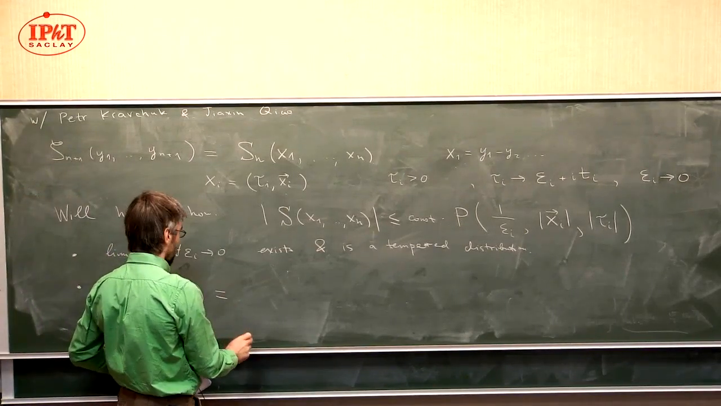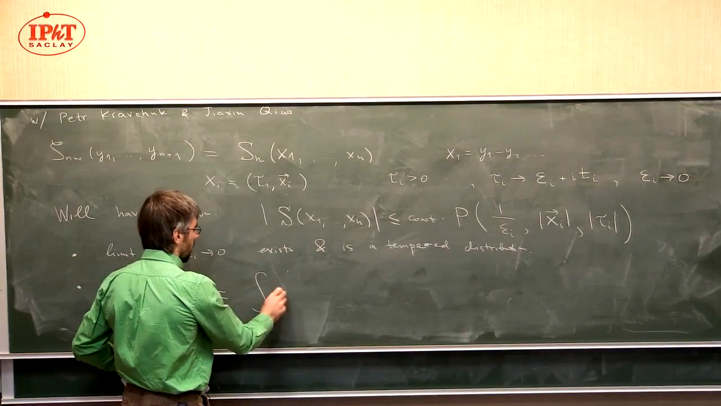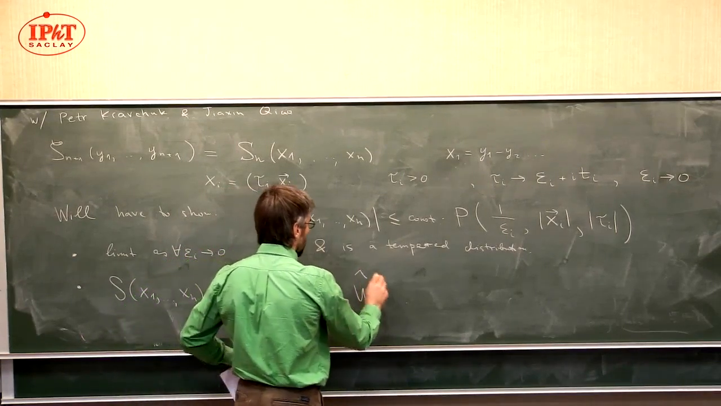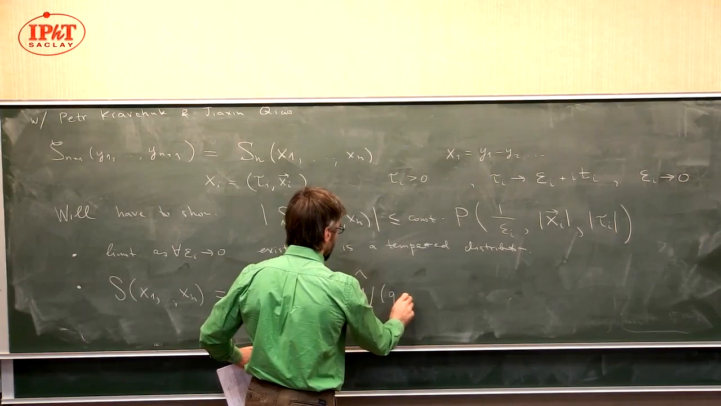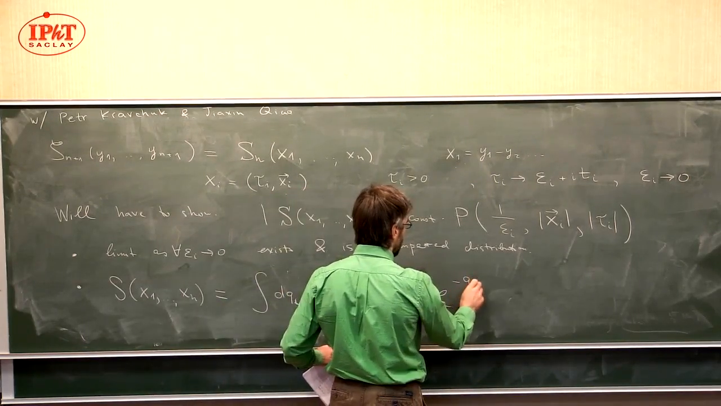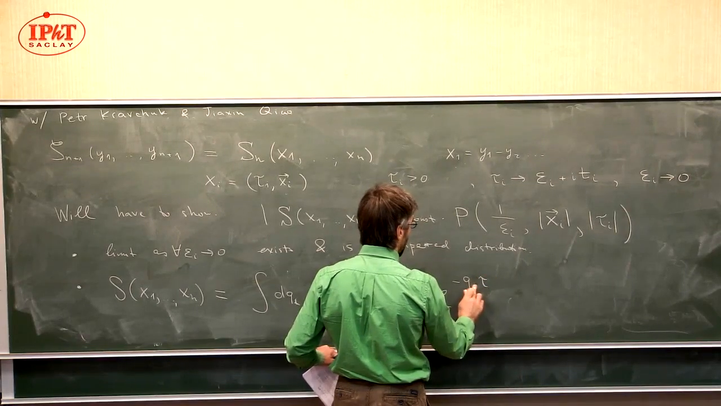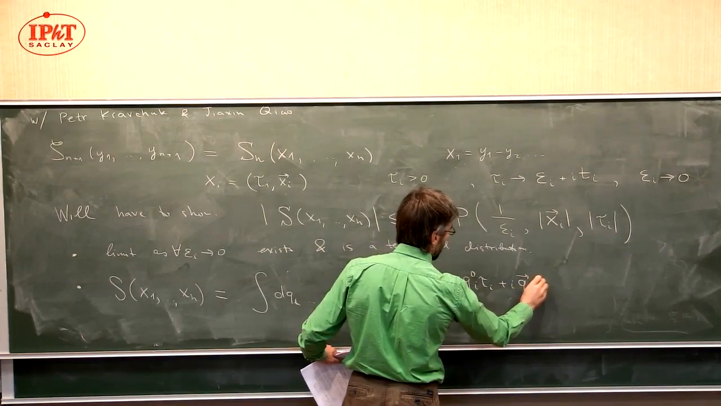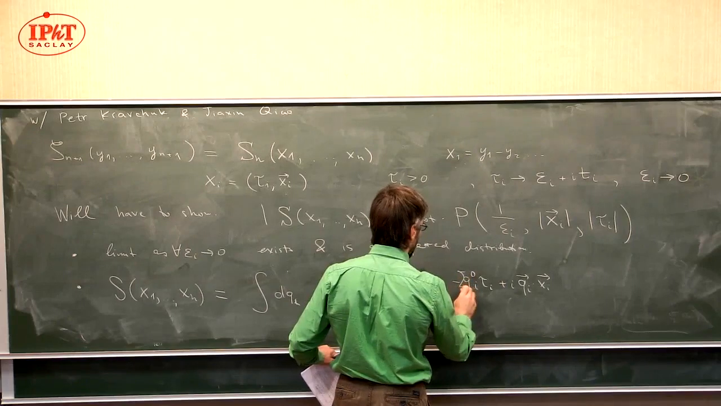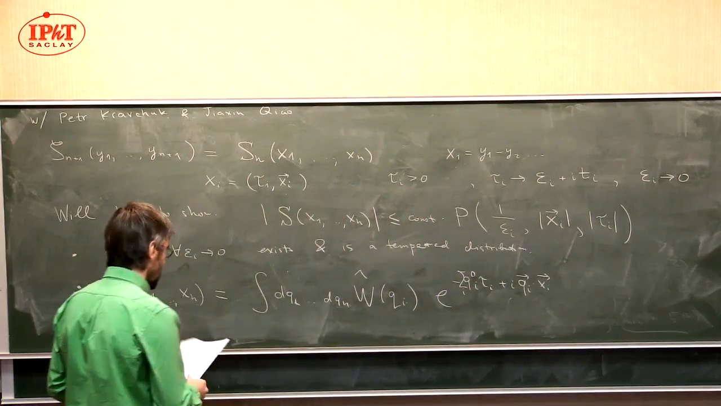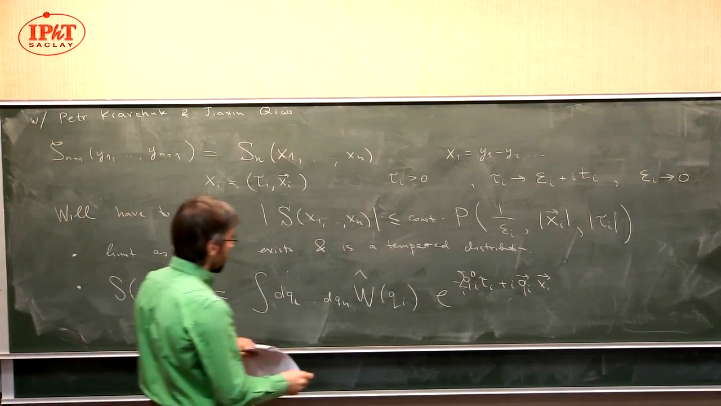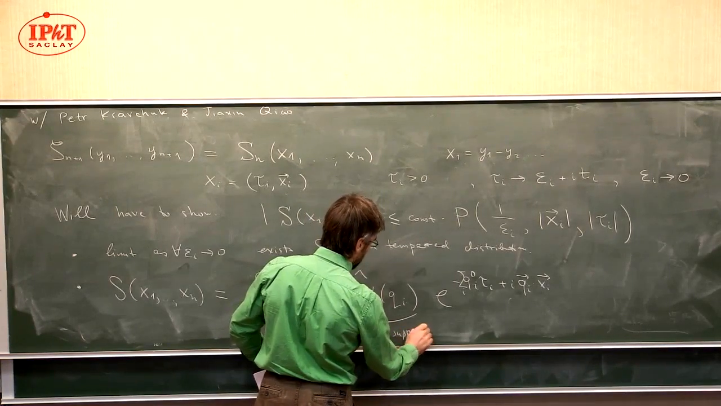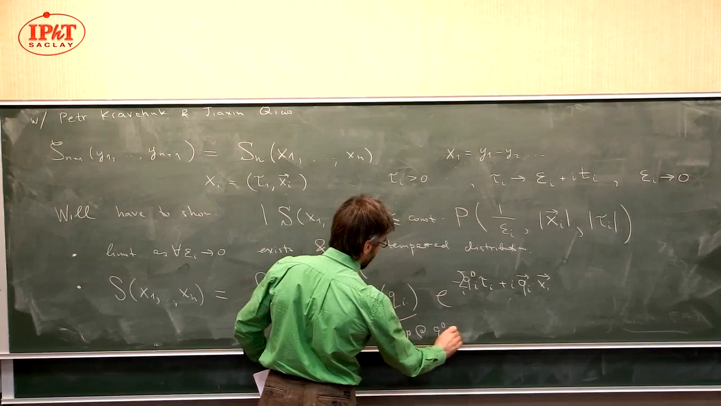So S of x1 through xn is equal to an integral dq1 through dqn of a certain W hat, and here we have e to the minus sum over i of qi0 tau i plus i qi vector times xi vector. Here we have a sum over i's, where W hat has support at qi0 positive.